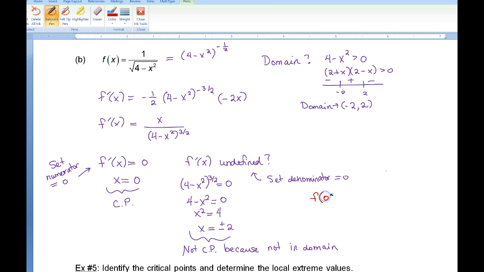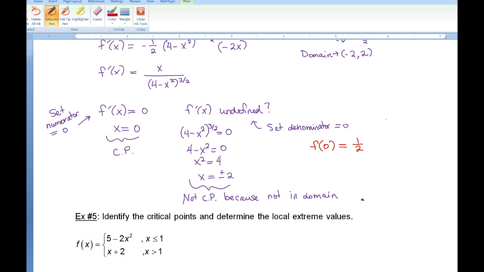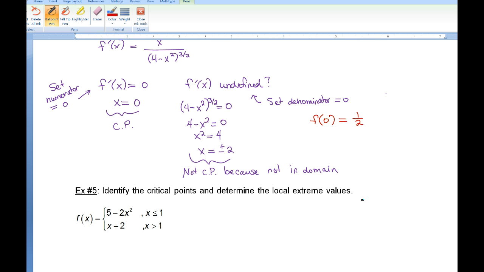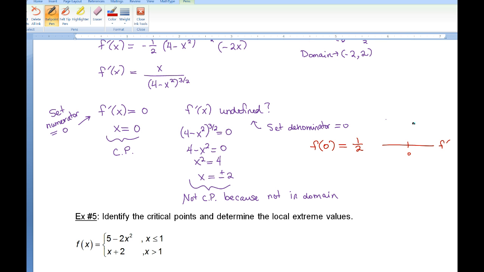So we're gonna check f of 0. What's f of 0? 1/2. So is this a maximum or a minimum, or is it nothing? Okay, so here's f prime. I want to check 0. 0 is my critical point. So if I plug in -1, what do we get? And then I test 1.